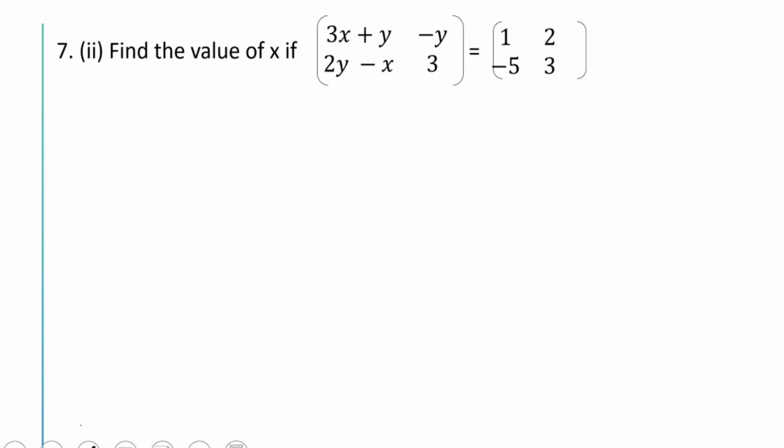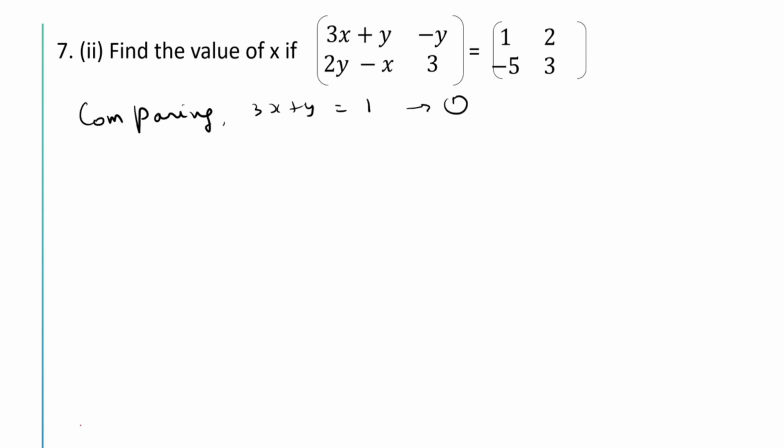So comparing 3x plus y is equal to 1, that is the element in the first row first column, and the corresponding element in the first row first column of the matrix on the right hand side. So we get 3x plus y is equal to 1. Let us mark this as equation 1.